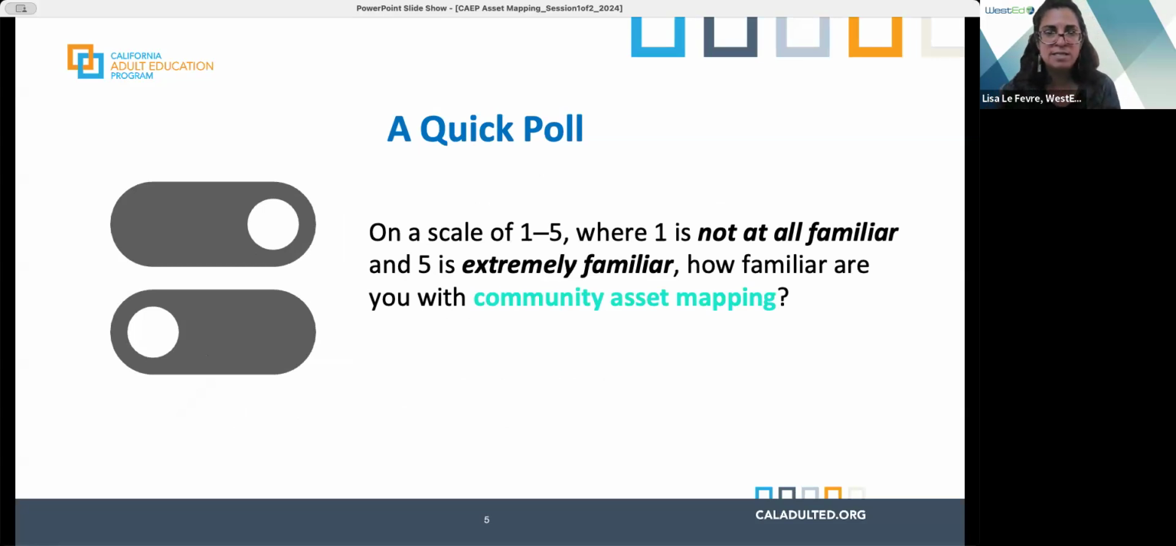So now we're going to have a quick poll. Greg's going to help me with this. He's going to launch it. What is your familiarity on a scale of 1 through 5, where 1 is not at all familiar and 5 is extremely familiar? How familiar are you with community asset mapping? This is a type of asset mapping. Go ahead and submit your answer.